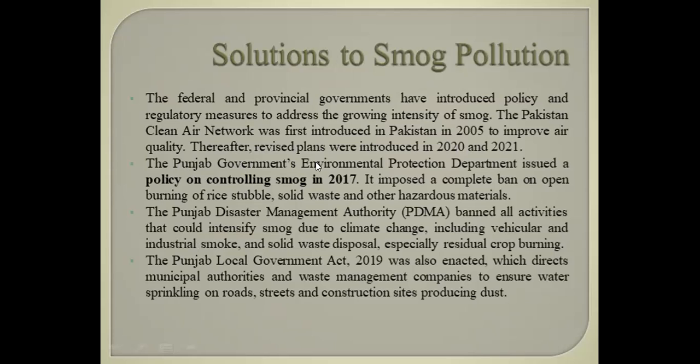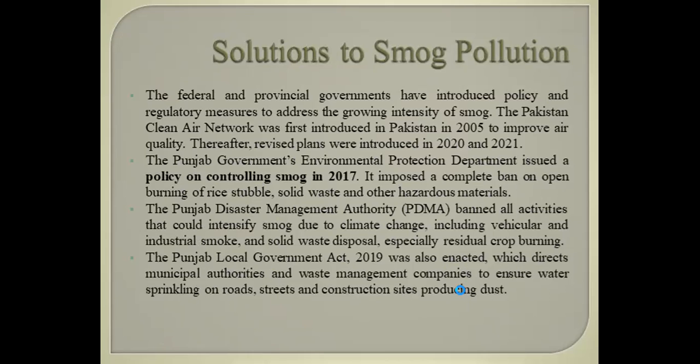The Punjab Government Environmental Protection Department issued a policy on smog in 2017. It imposed a complete ban on open burning of rice stubble, solid waste, and other hazardous materials. The Punjab Disaster Management Authority banned all activities that could intensify smog due to climate change. The Punjab Local Government Act 2019 was also enacted, which directs municipal authorities and waste management companies to ensure water sprinkling on roads, streets, and construction sites producing dust.